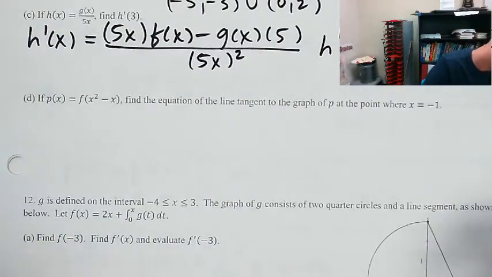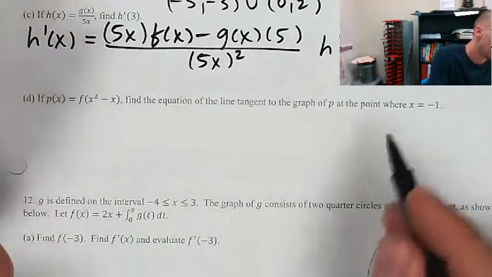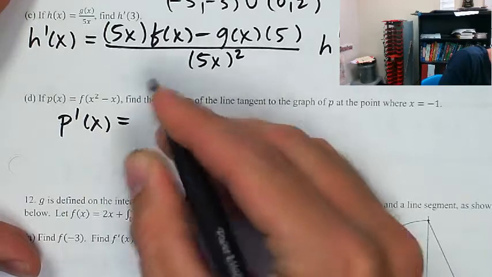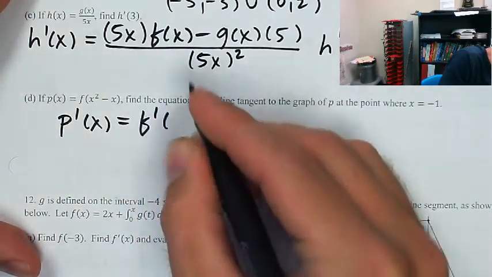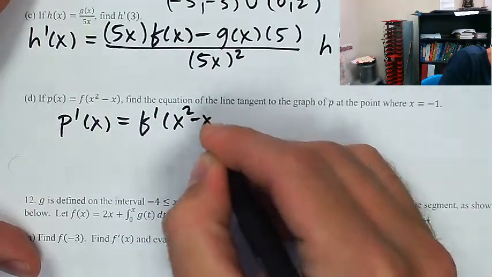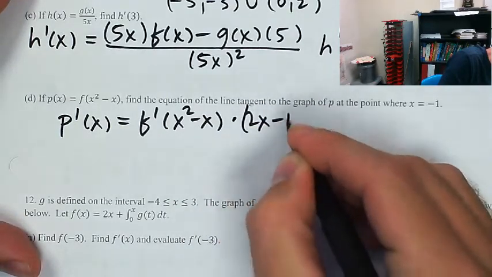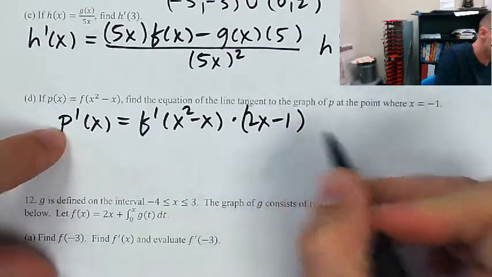All right, if p of x is f of x squared minus x, find the equation of the line tangent to the graph of p at the point where x equals negative 1. All right. P prime of x, I'm going to take the derivative of the outside while leaving the inside the same, and then multiply by the derivative of the inside for the chain rule. Okay.